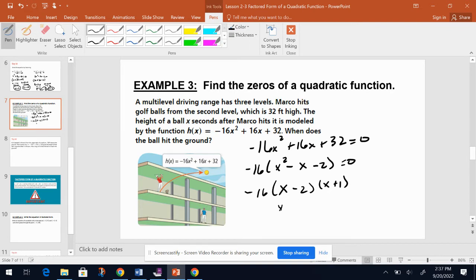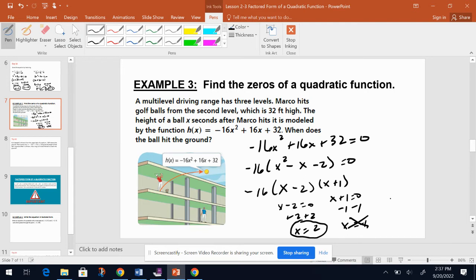So setting these each equal to 0 and solving it. Plus 2, x equals 2. Negative 1, x equals negative 1. Now, again, this right here, where we're talking about x is seconds after Marco hits the ball. There's no possible way for it to be negative 1 seconds. So my answer is 2. After 2 seconds, that ball is going to land and hit the ground. Okay, so that's one way to do this.